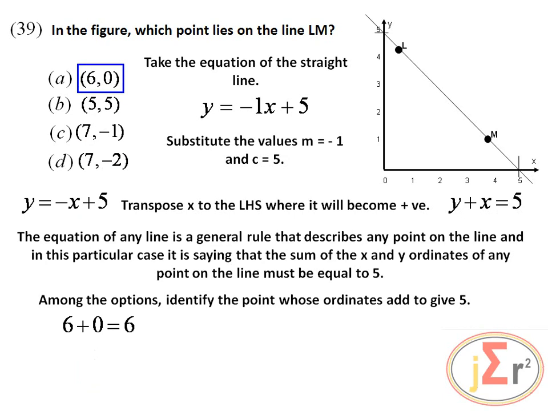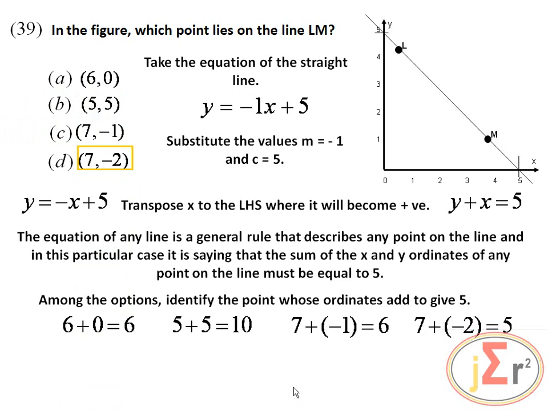6 plus 0 is 6. No. 5 plus 5 is equal to 10. Not at all. 7 plus negative 1 is equal to 6. No, sir. Then we have 7 plus negative 2, which turns out to be the same as 7 minus 2. That is equal to 5. And that point is on our straight line. The correct answer is option D.